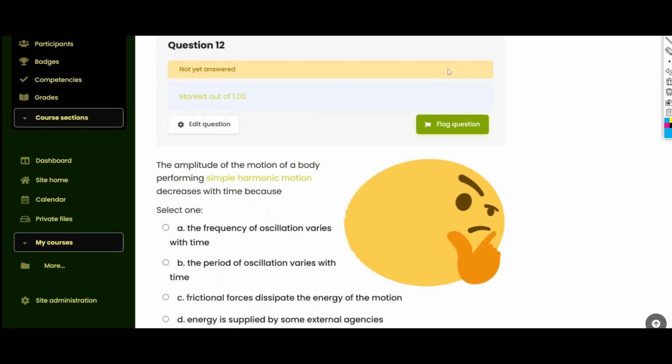Number 12. The amplitude of the motion of a body performing simple harmonic motion decreases with time because the frequency of oscillation varies with time, the period of oscillation varies with time, frictional force dissipates the energy of the motion, or energy is supplied by some external agency.